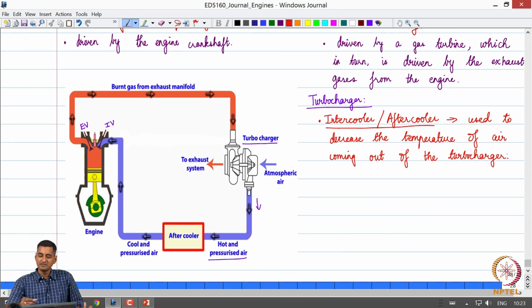So, this is how a typical turbocharger works. It uses the energy from the exhaust gases and essentially pressurizes the atmospheric air, and a turbocharger with intercooler is a system where you use an aftercooler or an intercooler to reduce the temperature of that pressurized air and supply it to the intake valve. So, this is the turbocharger.